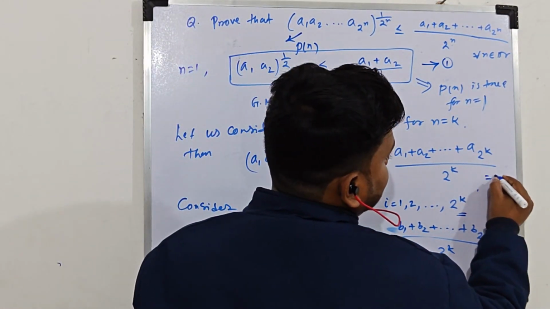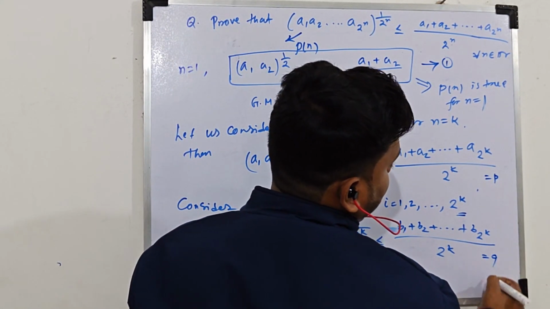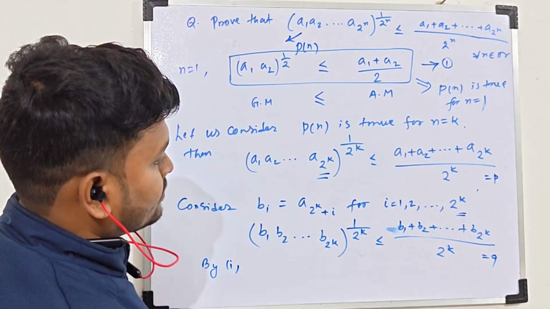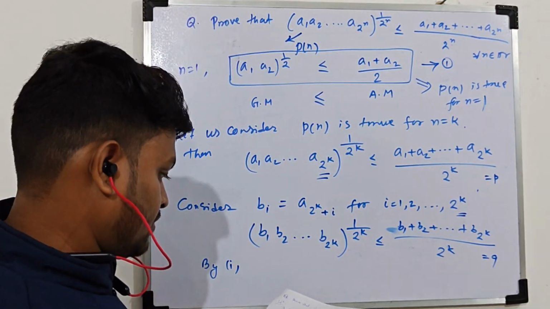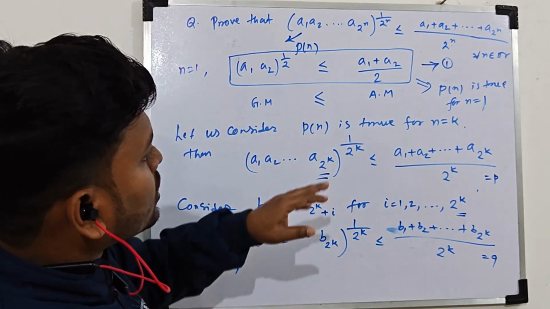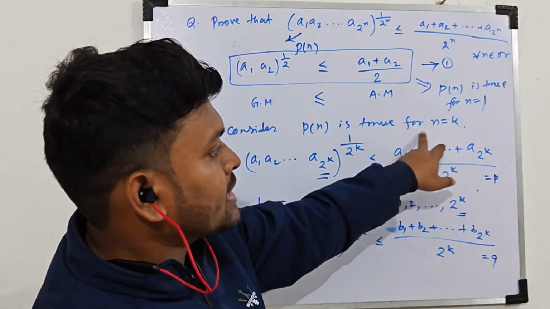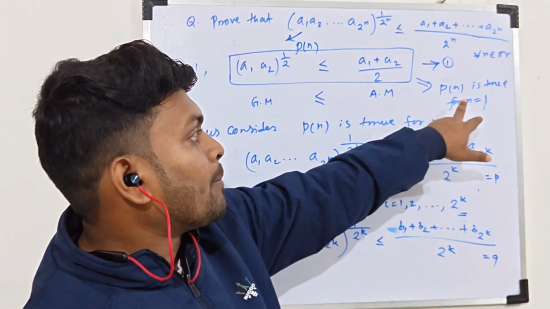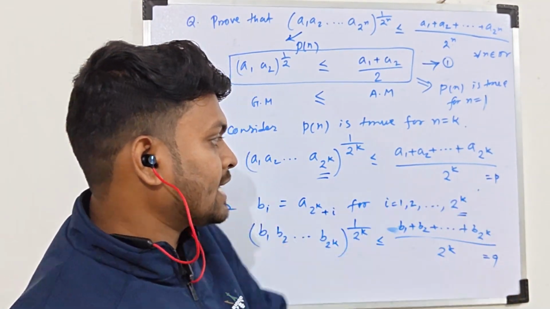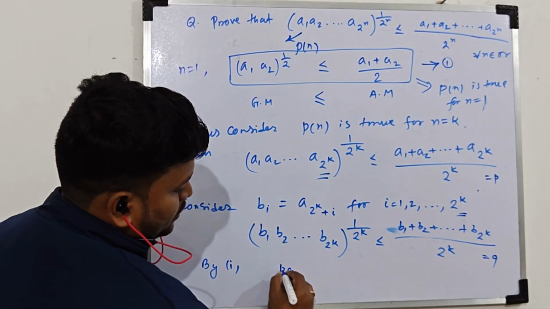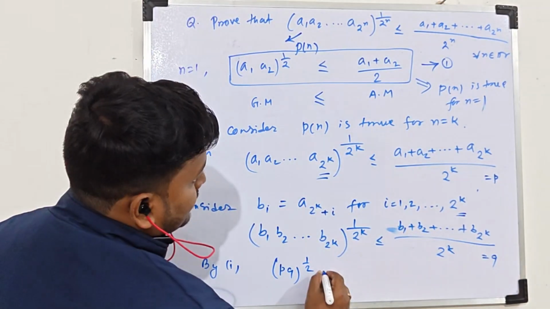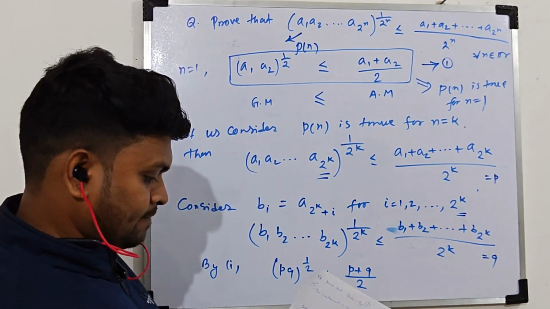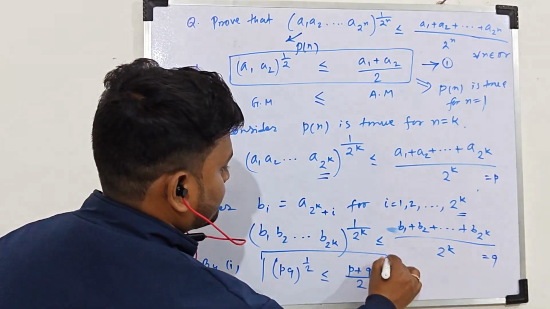Now say this is p and this is q. Therefore by this 1, you consider this side as p as well as this side of p, and this side is q as well as this side of q. If you apply this first property between these two numbers p and q, you will get (p·q)^(1/2) ≤ (p + q)/2. You will get this using 1.